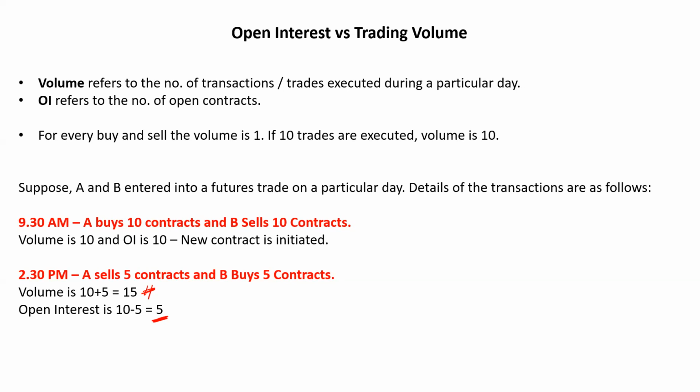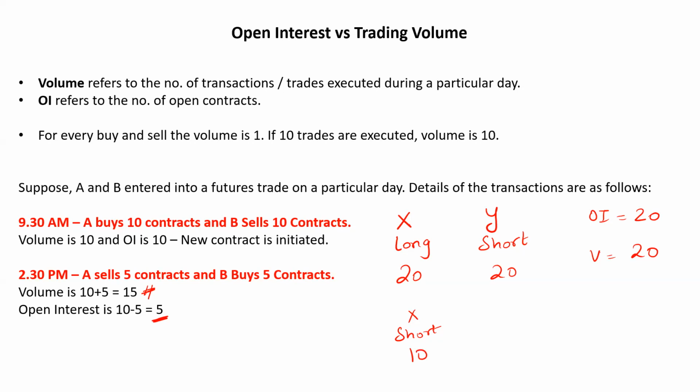I'll give you one more example so that you understand this better. So we have Mr. X and we have Mr. Y. X is going long on 20 contracts, Y is going short on 20 contracts. So over here, the open interest is 20. Over here, the volume is also 20. Now, X has decided to go short on 10 contracts. Z is going to go long on 10 contracts.